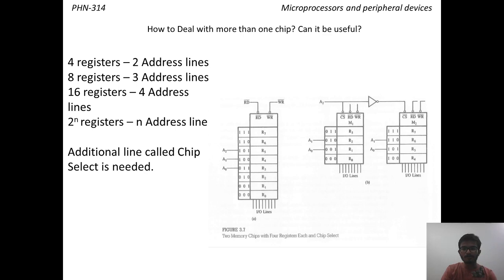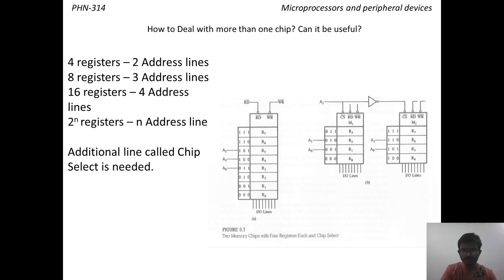As I talked about multiple chips in use, let's say 2 chips with 4 registers each, and therefore in total we have 8 registers. That means we need 3 address lines, but we have to reserve one line to select between these 2 chips. This additional signal is called chip select, denoted as CS bar, and A2 with an inverter.